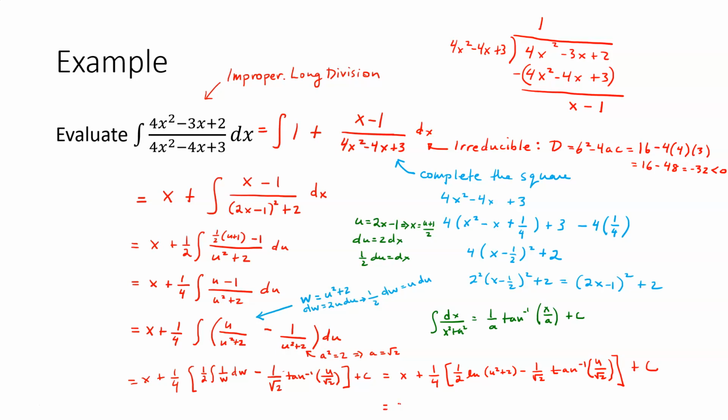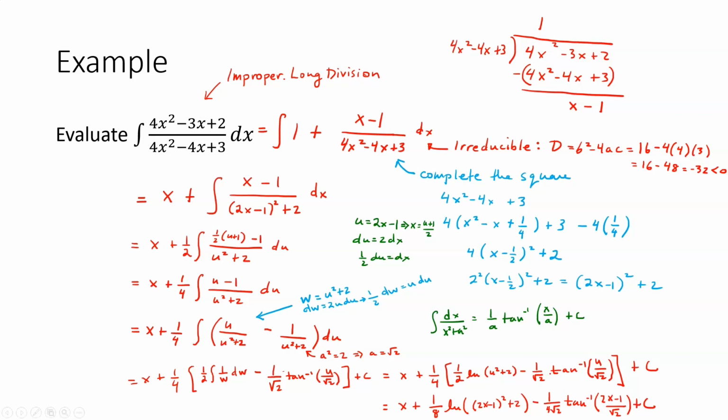Okay, so let's squeeze that here in the bottom. We've got x plus 1/4 times 1/2, 1/8, ln of, let's see, u squared plus 2 becomes 2x minus 1 squared plus 2, minus, let's see, 1 over 4 times 1 over radical 2, so 1 over 4 radical 2, tangent inverse of 2x minus 1 over square root of 2 plus c.